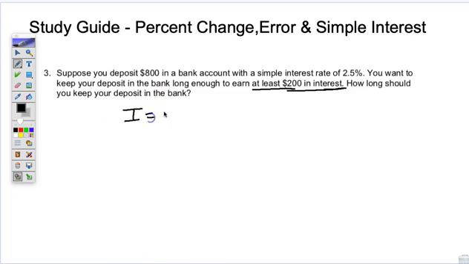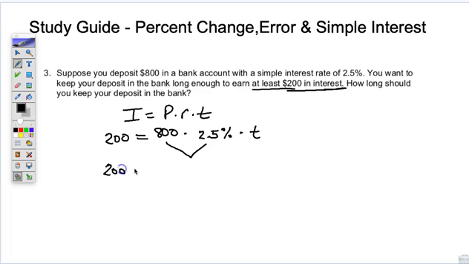But once again, go ahead and write down your formula. Since we want $200 in interest, I is going to be $200. We started with $800. That is our principal. We are investing it at 2.5%. And like I mentioned earlier, we want to see how long it's going to take us to get that $200 in interest. So for this one, since we're looking for T, we need to multiply the principal times the rate. So go ahead and do that.